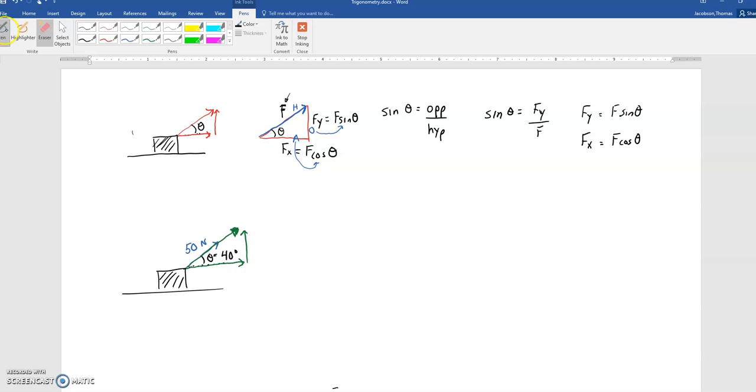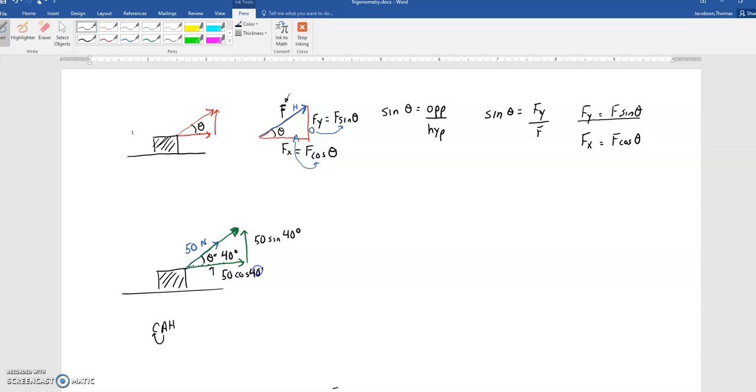Now that I know that this vertical leg right there is the opposite, and opposite goes with sine, I know that this is going to be 50, my force, times the sine of 40 degrees. Basically, this formula up here on the top right. And since this leg of the triangle down here is my adjacent leg, and by SOHCAHTOA, adjacent goes with cosine, I know that this is going to be 50 cosine 40 degrees.